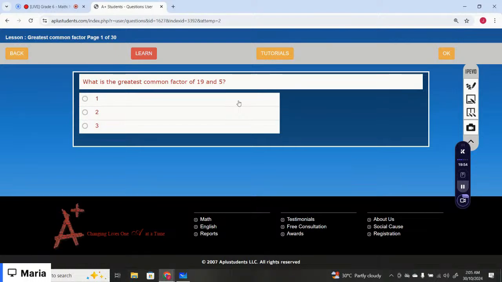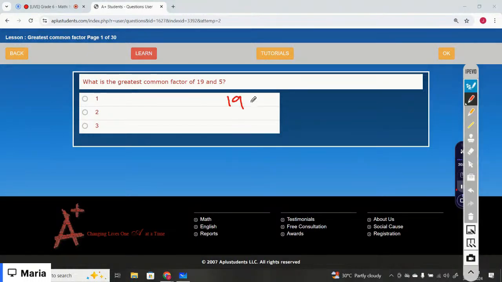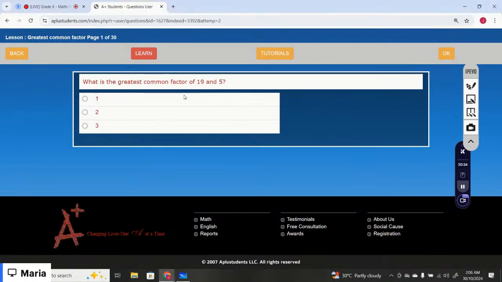What is the greatest common factor of 19 and 5? Just look at 19. 19 is a prime number. 19 has only two factors, that is 1 and 19. 5 is also a prime number. If one of the numbers is prime, or both numbers are prime, the greatest common factor is 1. The correct option is option number 1.